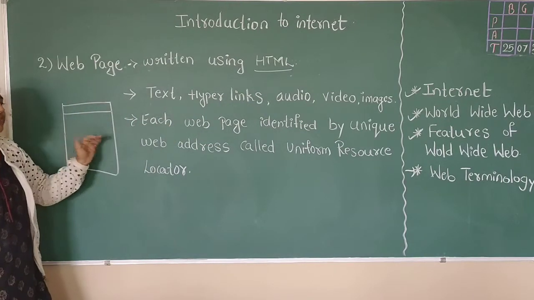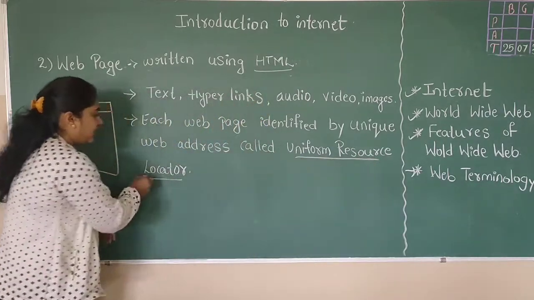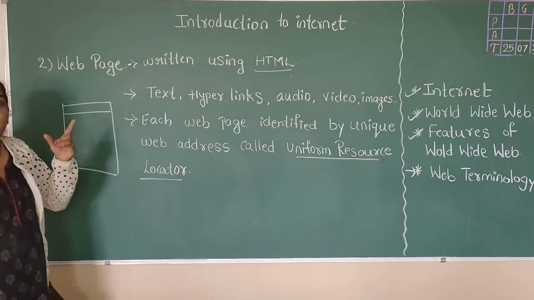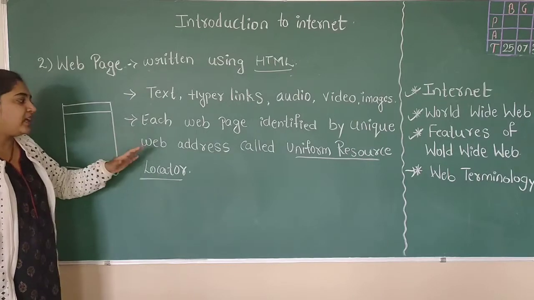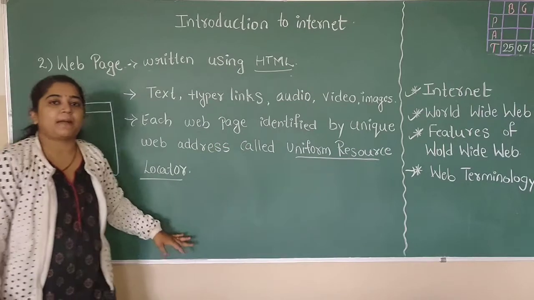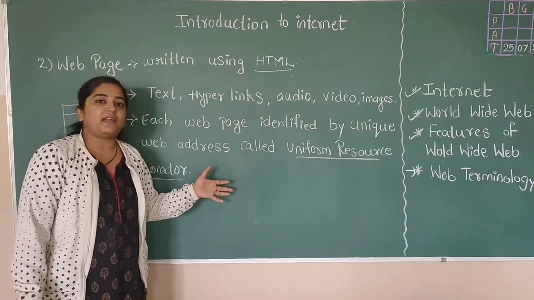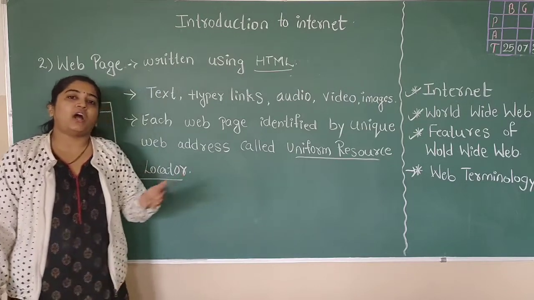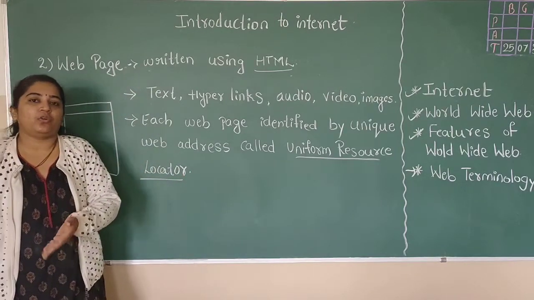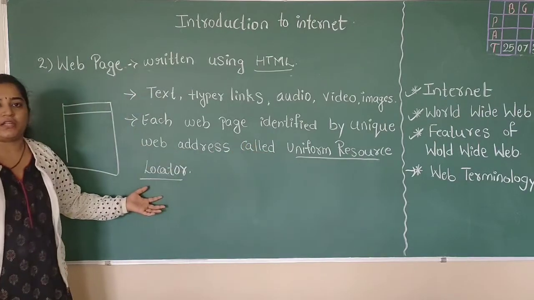So each web page is identified by a unique web address called Uniform Resource Locator. For example, Google.com. This is a web page. It is identified by Google.com. Yahoo is identified by Yahoo.com. So it is a unique Uniform Resource Locator.